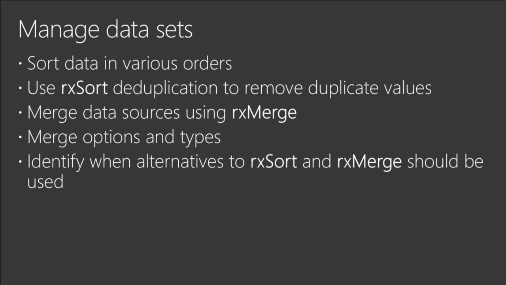The next piece is talking about managing data sets. Generally, this is about sorting and merging. This is relatively straightforward. There's a function rxSort that allows you to do sorting. It has an argument to allow you to deduplicate things. So if I have rows that are the same, you can dedupe. Merging is rxMerge, and there are various options for what types of merges you can do. Your left join, inner joins, outer joins, all those are options. I'll show where you can find that information.